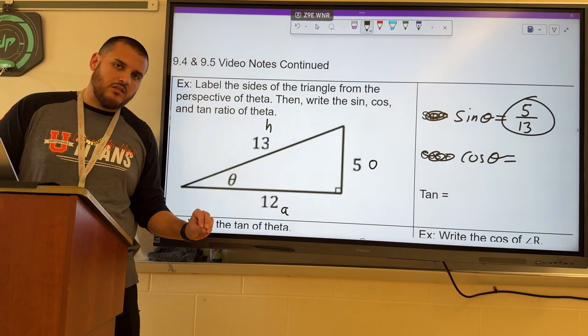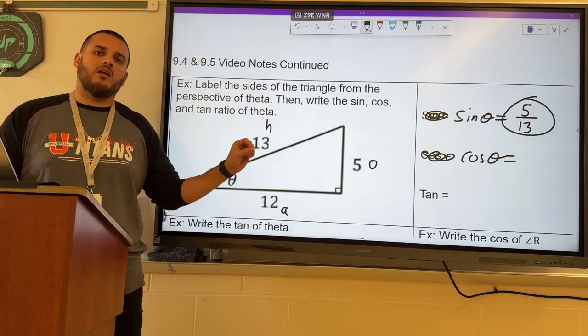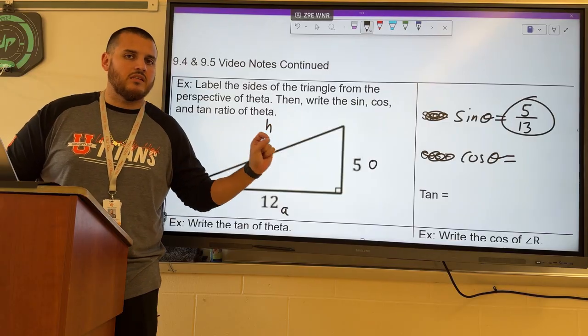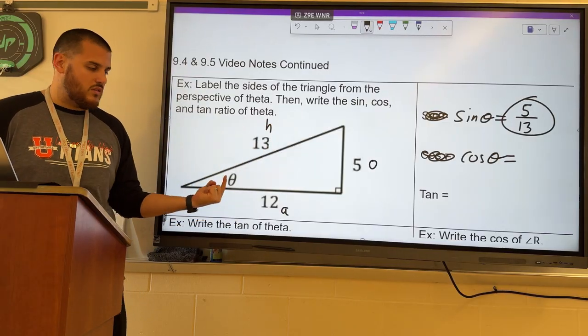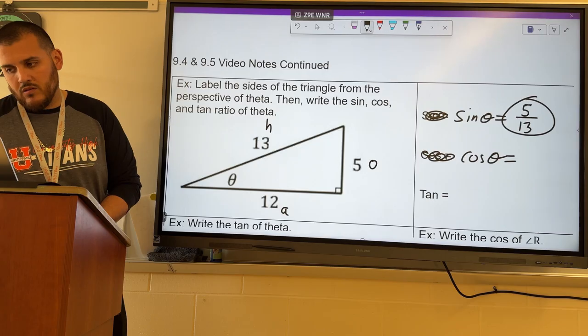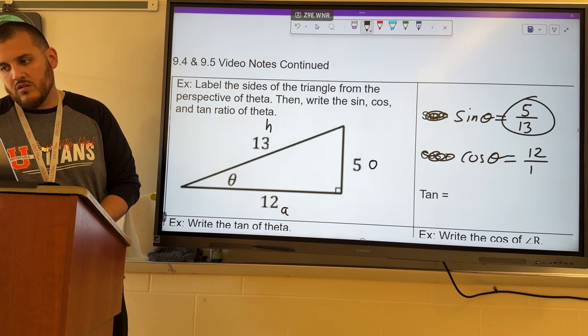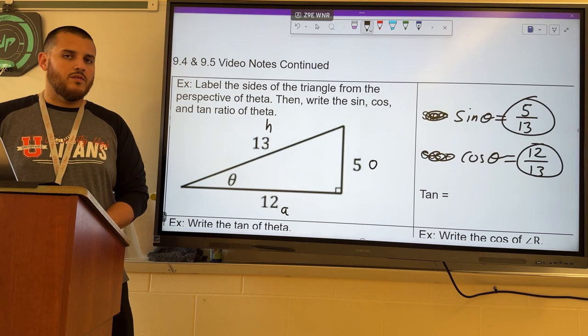Well, again, SOHCAHTOA, C-A-H. Cosine is the name of the ratio when we do the adjacent leg over the hypotenuse. 12 is the adjacent, 13 is the hypotenuse. So the cosine of theta is equal to 12 over 13.